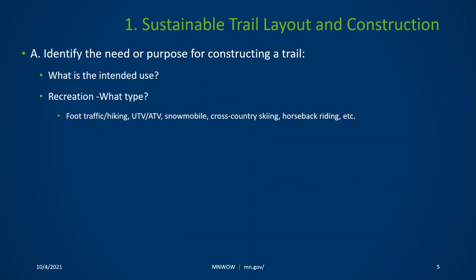Is it multiple use? Are you going to be doing hiking on it, but you're also going to be using your side-by-side or your snowmobile, cross-country skiing? Those clearing widths change based on what your intended use is, and your maintenance of those trails is also going to be dictated somewhat by what type of activities you're doing on them. So horseback riding might be a little more intensive on the landscape and require different surfacing, different clearing heights, etc.